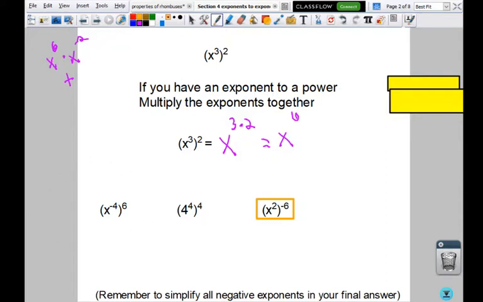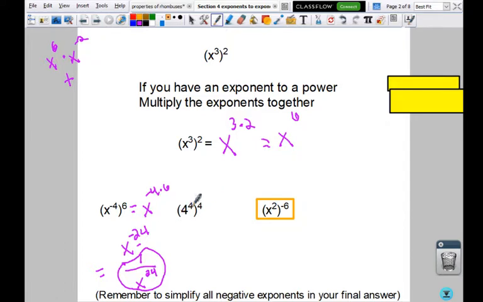Let's do a couple examples. If I have x to the negative 4 and then to the 6th power, that is x to the negative 4 times 6, which is x to the negative 24. But remember, as you do all these, I don't want any negative exponents in my final answer. So even though this is right, I'm going to have to simplify this by making a fraction, putting 1 on top, x to the 24 on the bottom. So simplify all your negative exponents. That's my final answer: 1 over x to the 24.